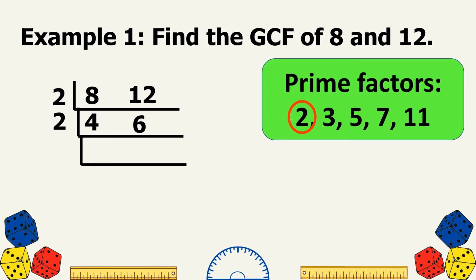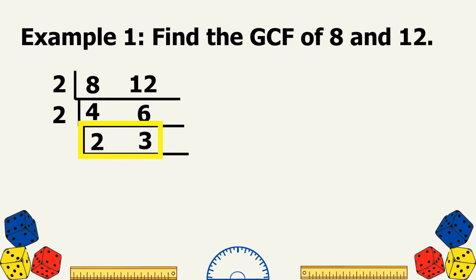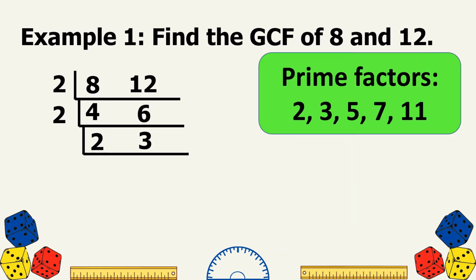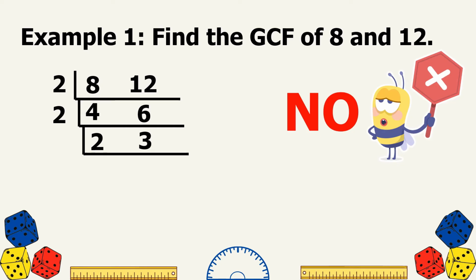Now let's proceed with division. 4 divided by 2 equals 2. And 6 divided by 2 equals 3. The remaining numbers are 2 and 3. So let us see again if the remaining numbers can still be divided by a common prime number. So what prime number can divide all the remaining numbers? Let's see again from these prime numbers if any of them can divide both 2 and 3 without a remainder. And no prime number can now divide both 2 and 3. So this means we will now stop dividing or the process ends here.